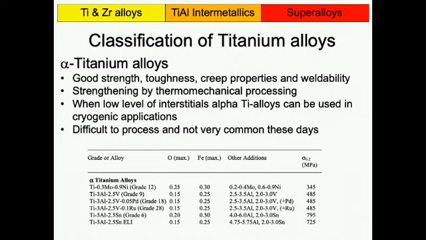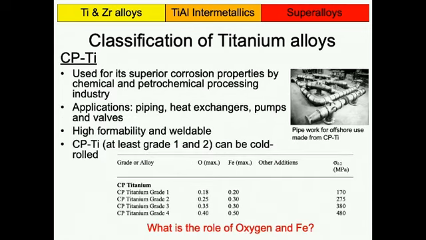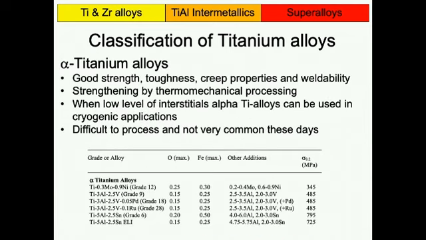But you can see, especially down here, they are significantly stronger than CP titanium. The formability is not as great as CP titanium, but they have good strength. They can have quite good toughness, and they also have quite good creep properties and are weldable. Why do you think they might have better creep properties than a two-phase alpha plus beta titanium alloy?